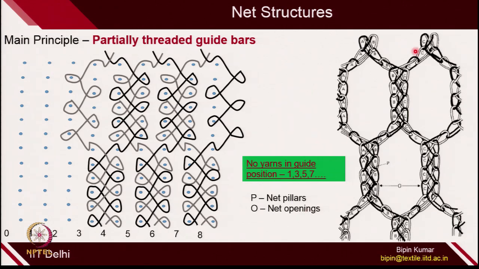Okay. If you see this particular net structure, the structure has two characteristics. One is net pillars. This vertical line, the distance of this vertical line is the net pillars, and O is the net opening. The distance between two vertical lines is the opening. The dimension of the net structure actually depends on what pillar you are achieving and also how much opening you have created. The opening is actually done with the help of transition.